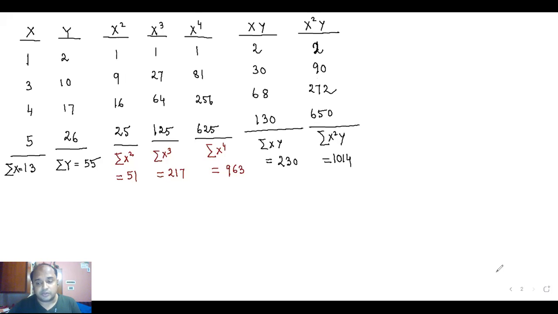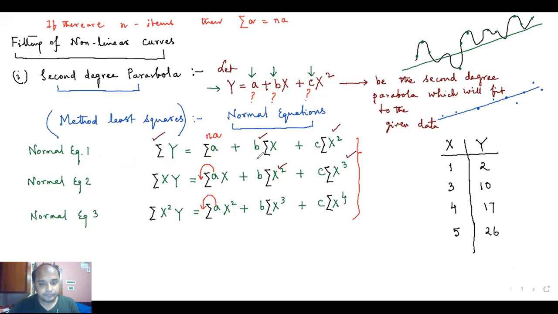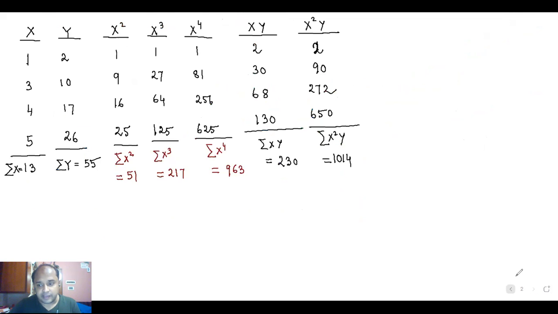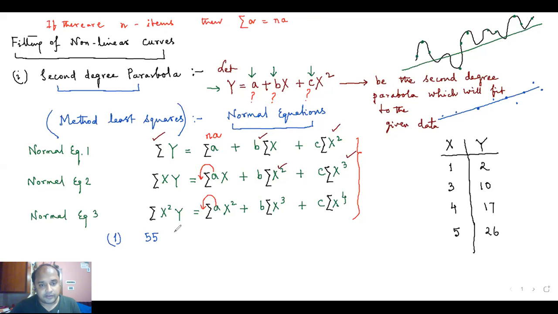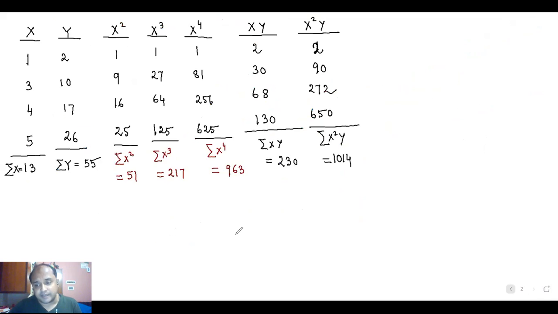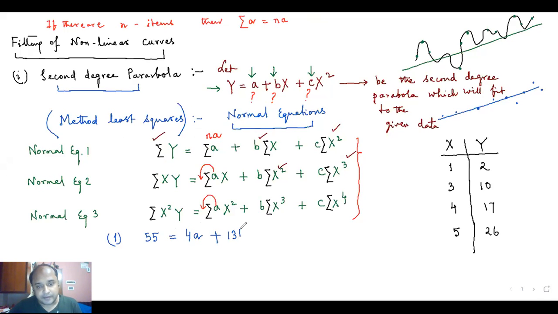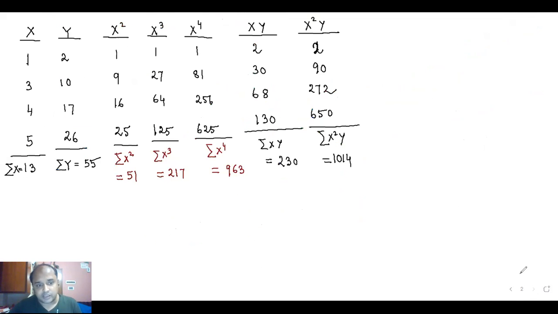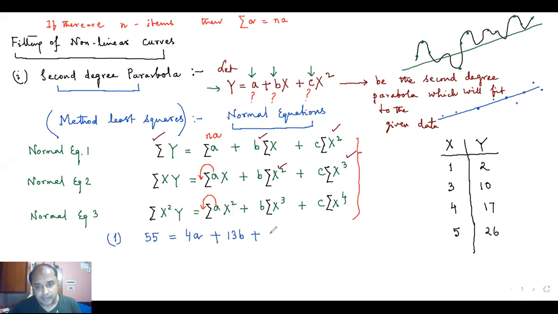Now we are going to substitute all these into the equations. So these are my equations. We are going to write the equations one after another. The first equation is summation y. Summation y means 55. So we are going to write 55 is equal to NA. How many items are there? 4 items are there, so it will be 4A, plus B summation x, which means 13B, plus summation x square means 51C. This is my equation 1.